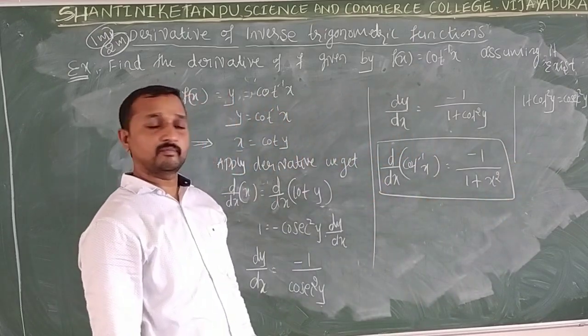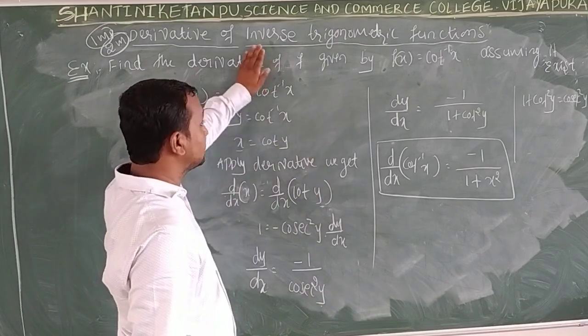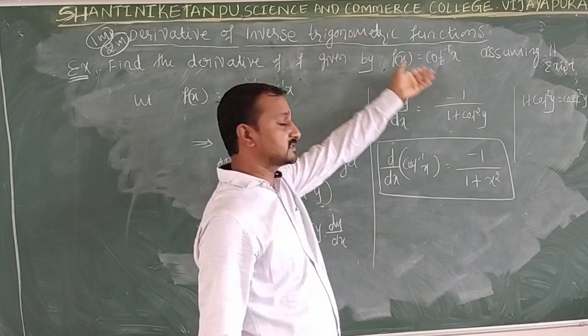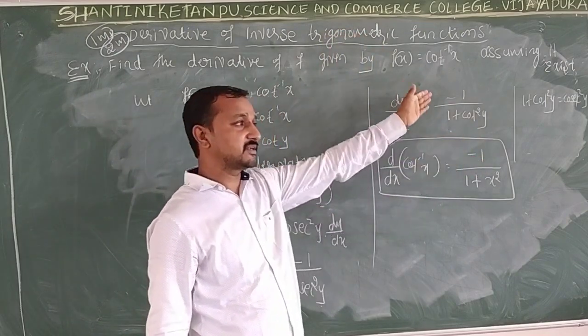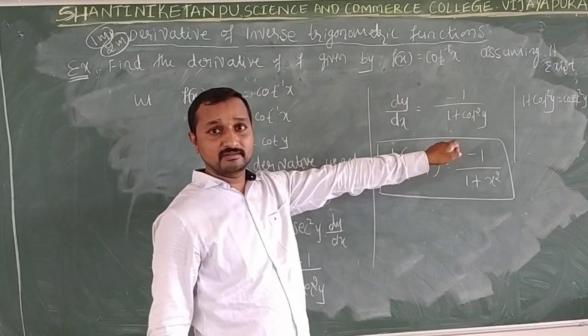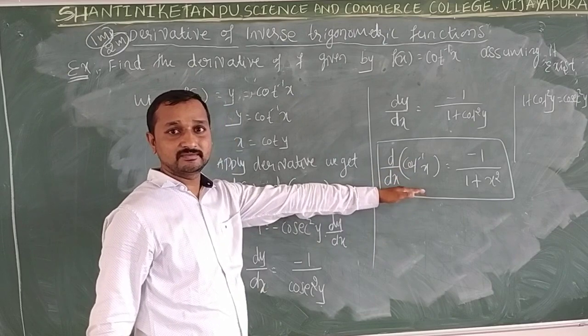This is also a standard formula. Is that clear? So here the answer comes as a negative term. In the previous example, sin inverse of x, the answer came as a positive term. When you solve cos inverse of x, the answer should be in terms of negative. Tan should be positive, cot should be negative.